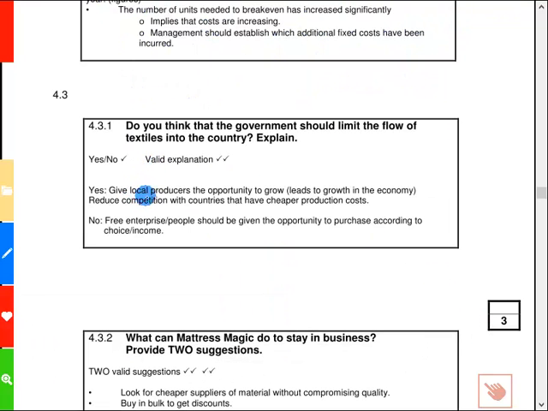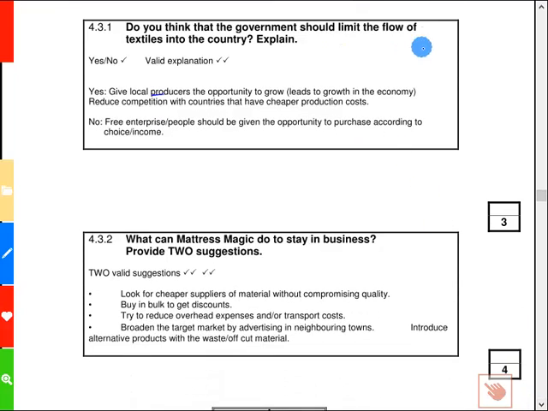Yes or no: yes, to give local producers a better chance at growing. No, they say free enterprise, people should be given the opportunity to purchase according to their choice or to their income. So you should give that liberty, so you can choose either one. Chances of getting the same question like this is very slim. Again, answer the question yes or no and give a logical explanation. If it makes sense to you, you'll probably get the marks. Okay, just don't write nothing.